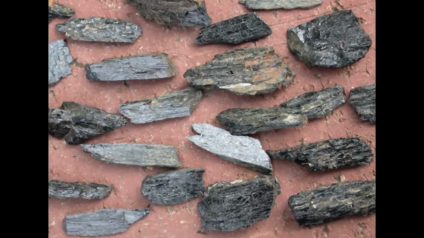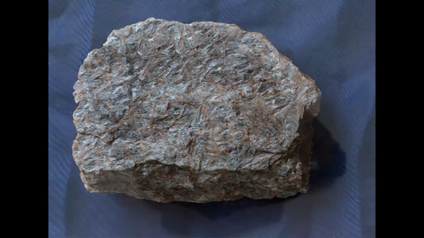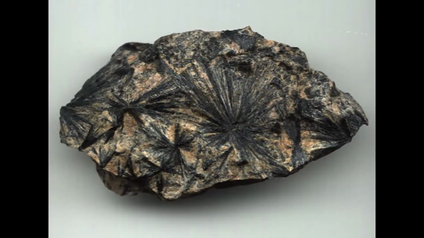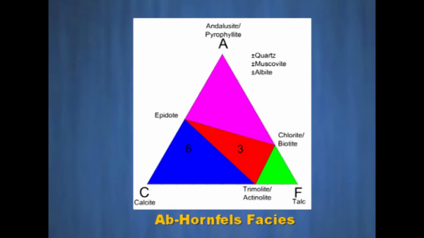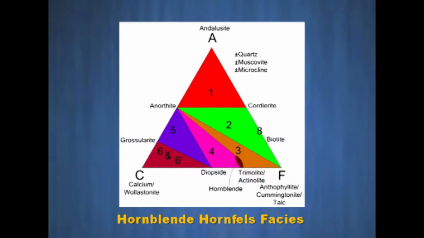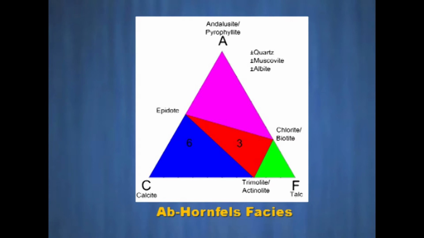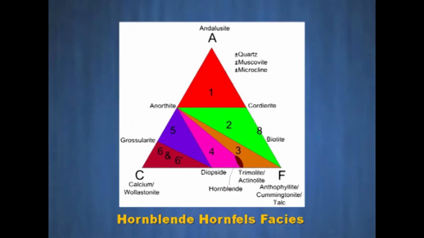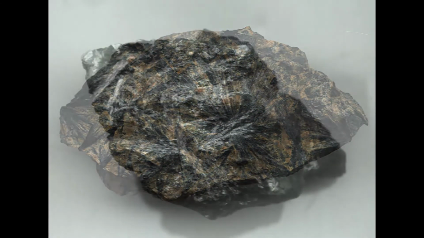Hornblende Hornfels facies is important in the sense all the amphiboles usually present in this facies like tremolite, actinolite, anthophyllite, cummingtonite, gedrite, etc. If we compare the ACF diagram of albite epidote Hornfels facies and hornblende Hornfels facies, then we can see in albite epidote Hornfels facies even hornblende is absent, while in case of hornblende Hornfels facies, hornblende, cummingtonite, gedrite, anthophyllite are present.